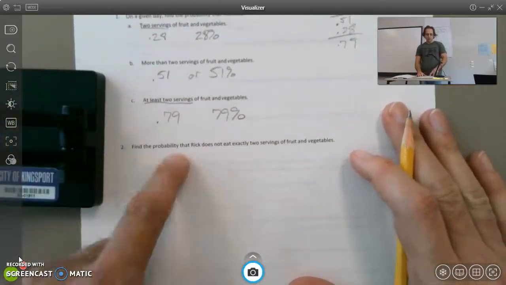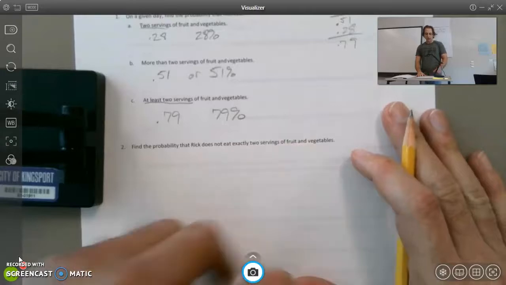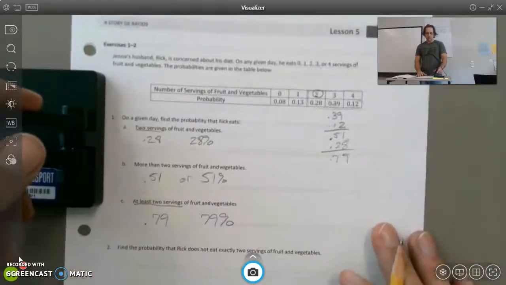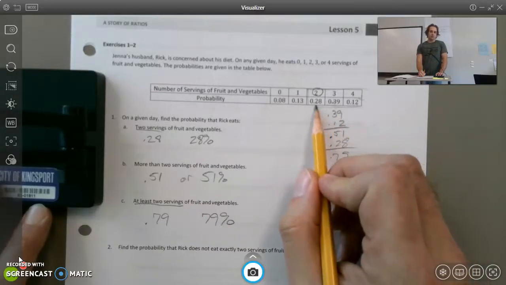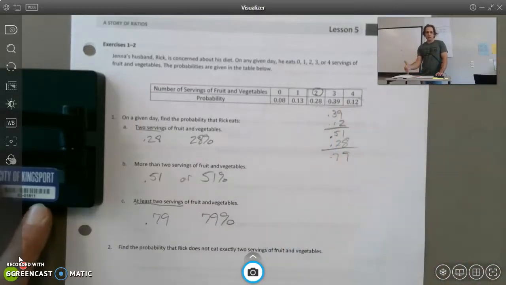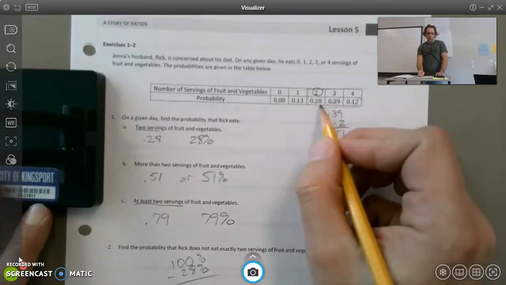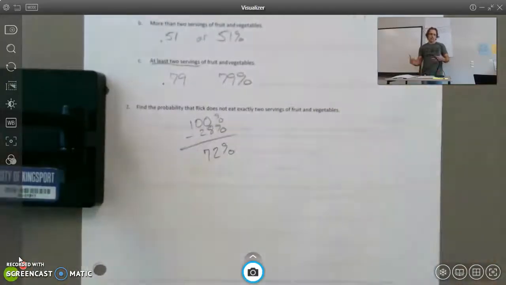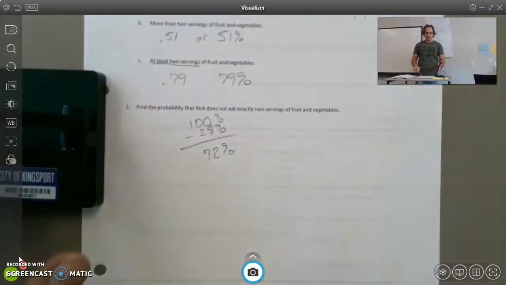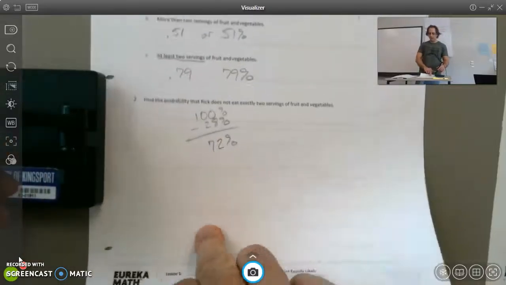Find the probability that Rick does not eat exactly 2 servings of fruits and vegetables. Well, 28% of the time he eats 2 servings. So that means the rest of the time, so all of the time is 100%, right? 28% of the time is when he does eat 2 servings. So the rest of the time, that other 72% of the time, he eats something besides 2 servings. So 72% of the time.